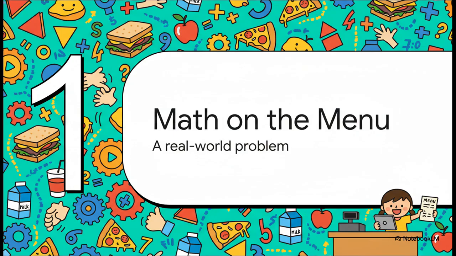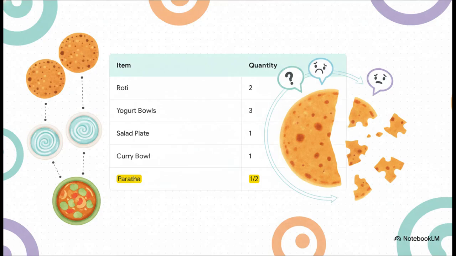Picture this. Ima is playing shopkeeper and she's taking a lunch order. The learning isn't on some boring worksheet. It's part of a world she's already created and totally gets. Okay, so here's the order that comes in. 2 roti? No problem. 3 bowls of yogurt? Easy peasy. The whole numbers are a piece of cake for Ima.